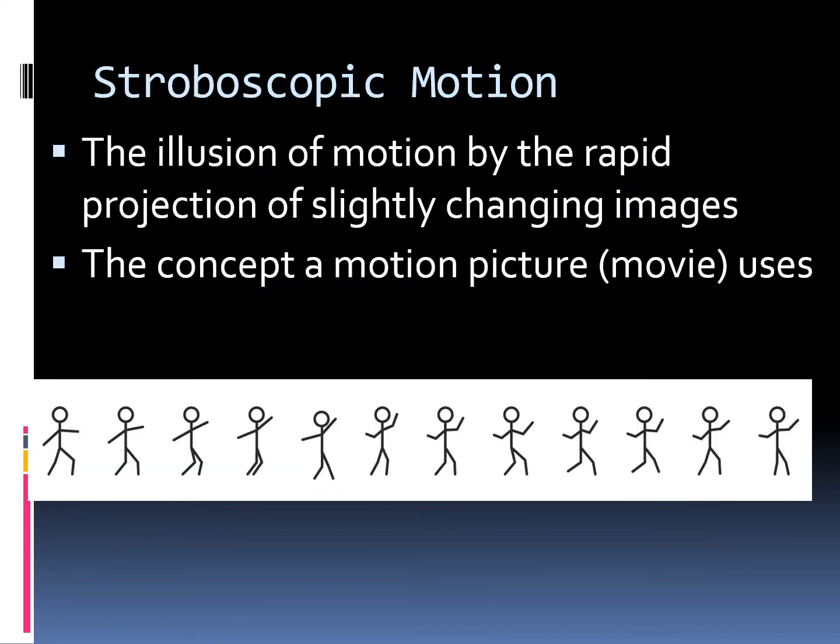Stroboscopic motion. This is the illusion of motion by rapid projection of slightly changing images. All right, so it's a concept in motion pictures like what movies use, or at least I know that's what they used to use. I'm not sure with digital anymore. But think about a cartoon, right? I'm sure you guys have drawn it before, where you draw different figures, kind of like you see here with the stick figures. And if you flip like a book, it looks like it gives motion. That's all this is, right?